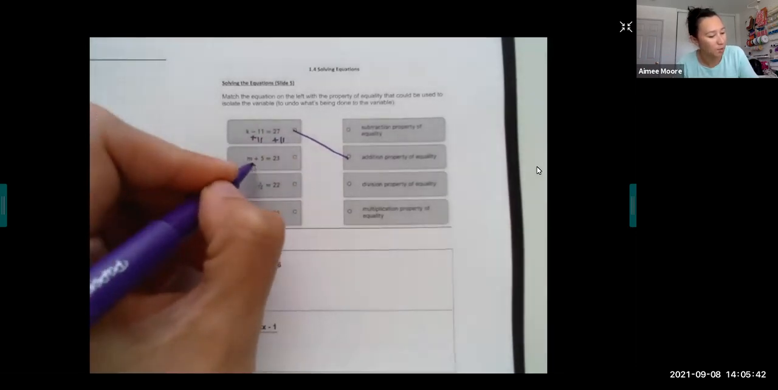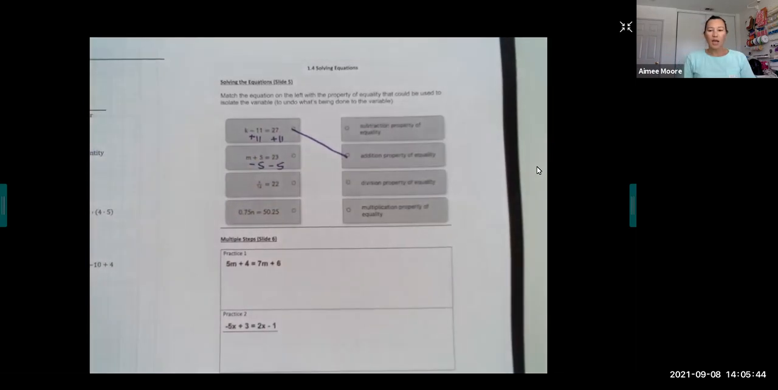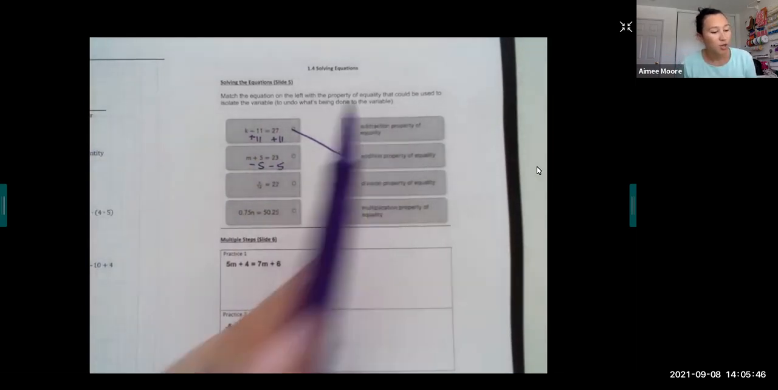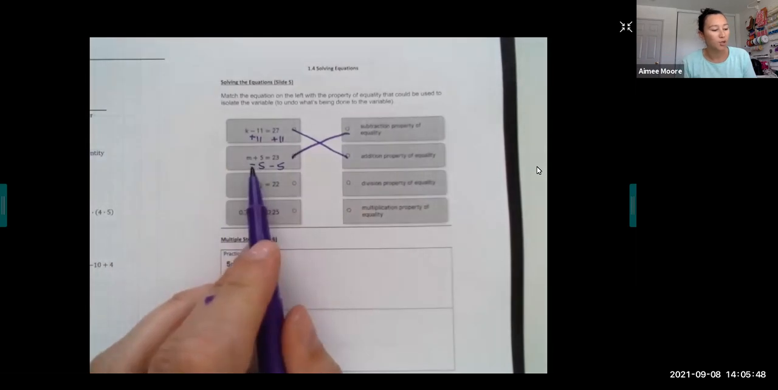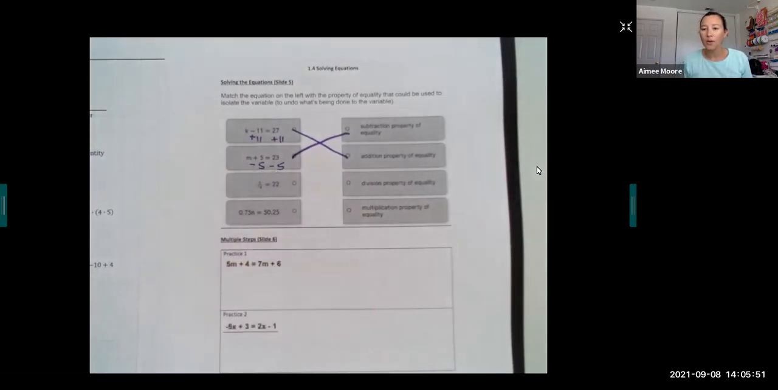Good, Jaden. Yes, we would subtract 5 from both sides. And that is the subtraction property of equality. So if you subtract the same thing from both sides, your equations are still going to be equal, as long as you do the same thing to both sides.